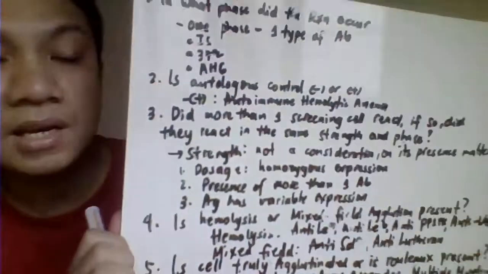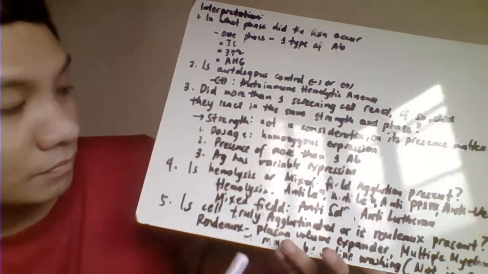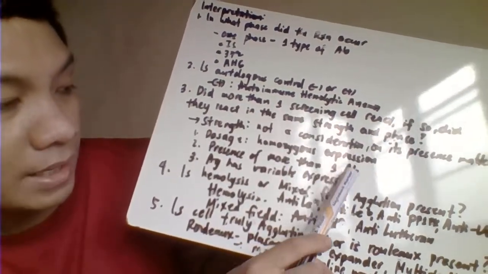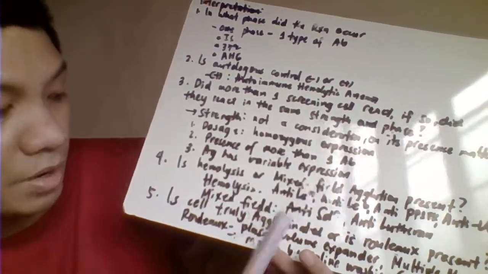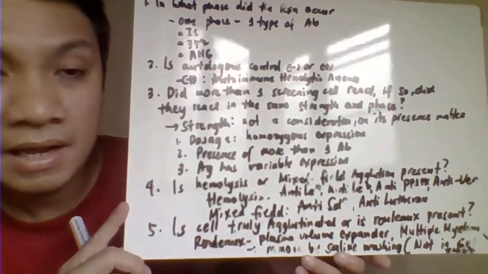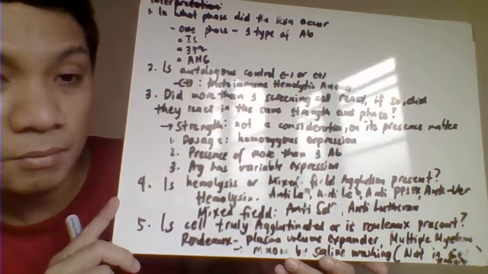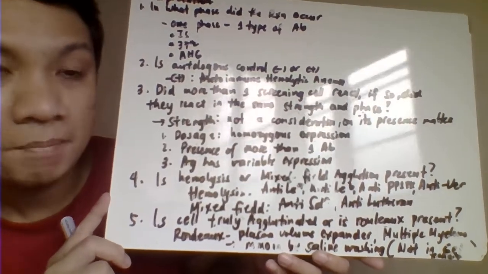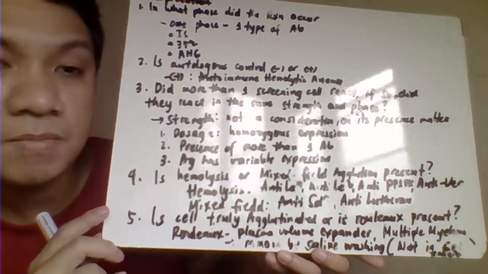Because they try to show here dosage effect. Another one, presence of more than one antibody, antigen variable expression. The fourth one is, is there an evidence of hemolytic reaction? Hemolytic reaction may be, pag may hemolysis here, paano malaman na hemolysis siya?